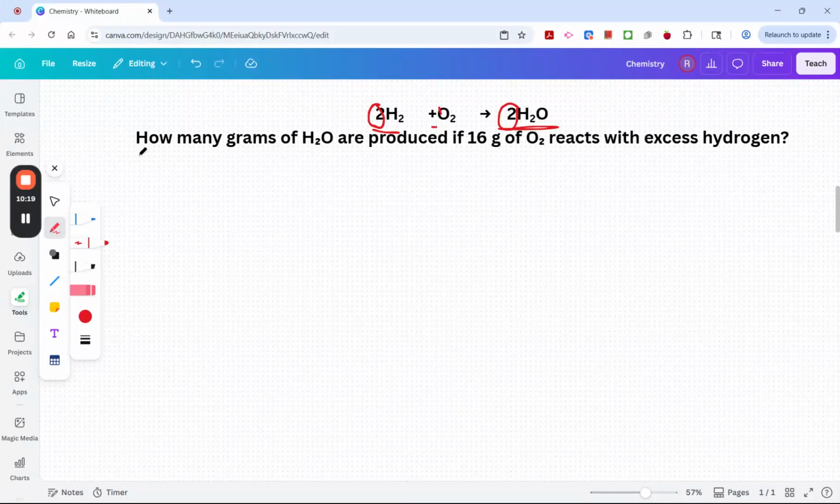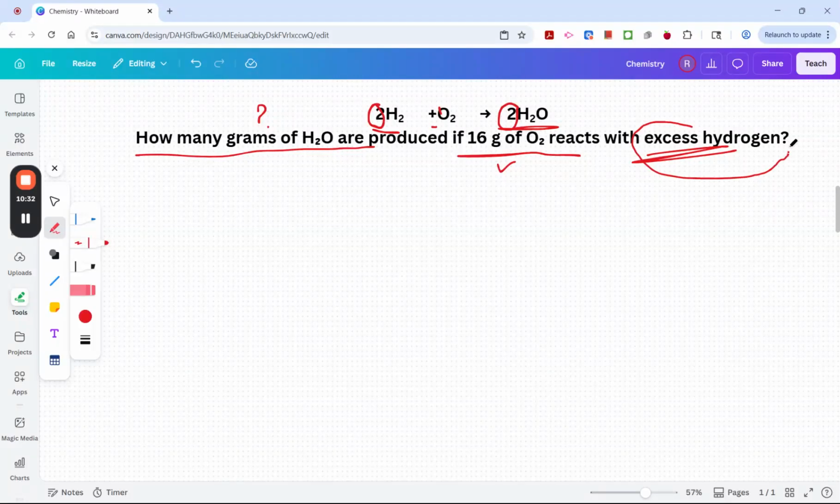Let's jump to the question. How many grams of water are produced? So this is my question. If 16 grams of oxygen reacts, which is given to you, with excess hydrogen. I will explain this excess term in my next video. So it means 16 grams of oxygen, and we want grams of water. So it's pretty clear.